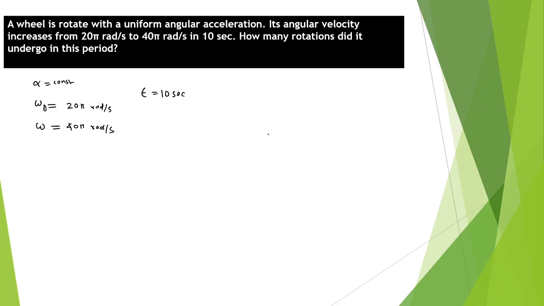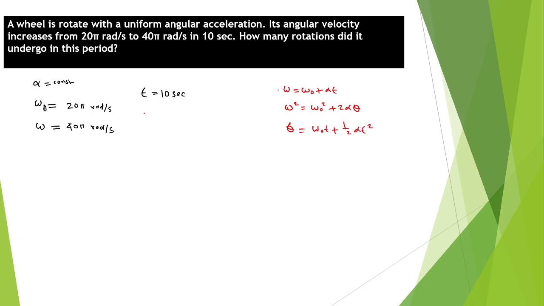So guys, how can we find out the number of rotation? Easily we can do it, because just try to remember how many formulas you already know. You know some basic formulas, right? What are the formulas? We know the formula omega equals omega naught plus alpha t. Omega square equals omega naught square plus 2 alpha theta. And we also know that theta equals omega naught t plus 1 by 2 alpha t square.